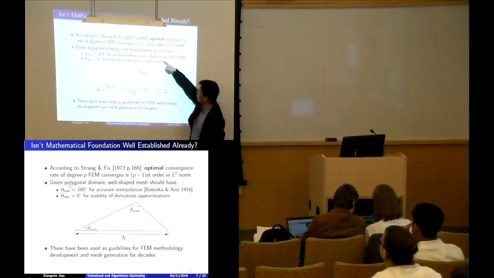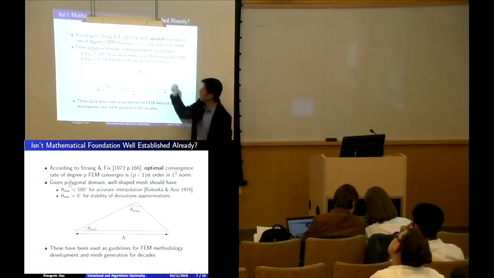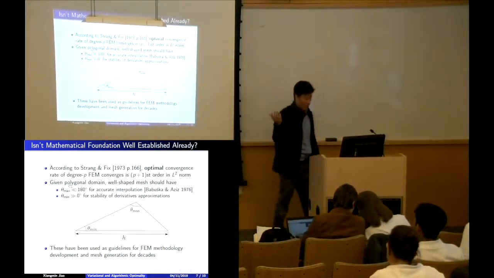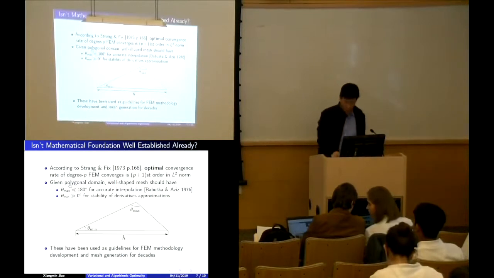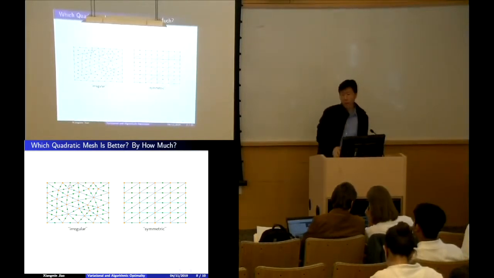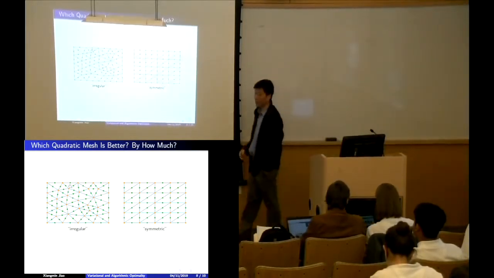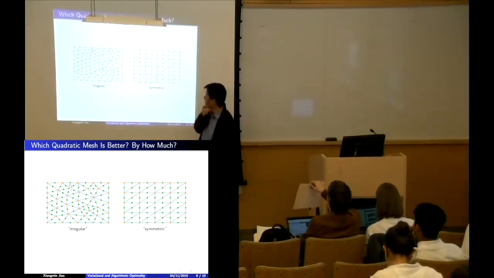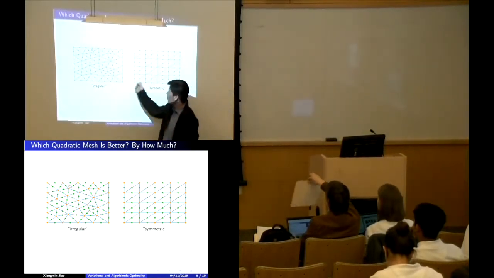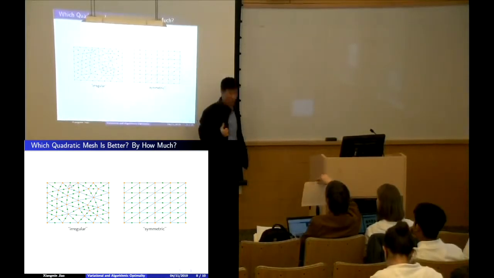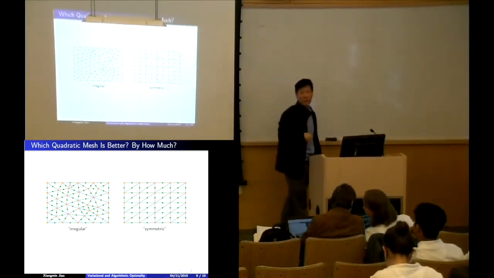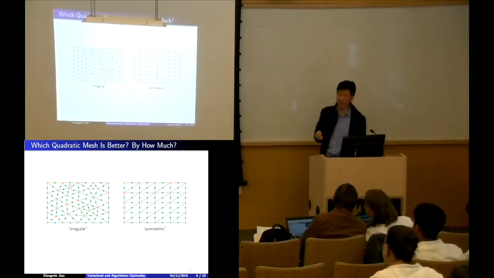And there are also constraints about the angle conditions for the meshes for finite element methods, maximum angle, minimum angle, and they have been used for decades and decades by all the researchers developing methods and generating meshes. So here is a question for you. Between these two meshes, these are quadratic meshes, which one is better? Which one will give you better accuracy?